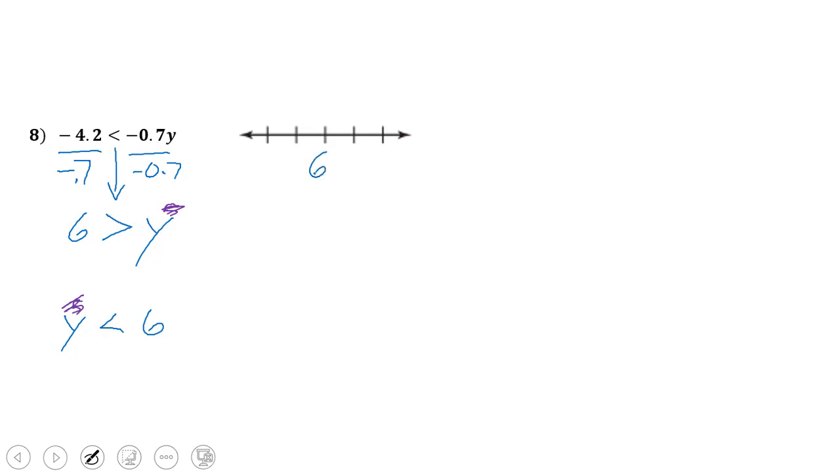So I'm going to come over here and put my target number 6, number greater 7, number less is 5. I have an open circle on my target number because it's not included. Now that my variable is on the left, I can just follow the inequality symbol and graph to the left.